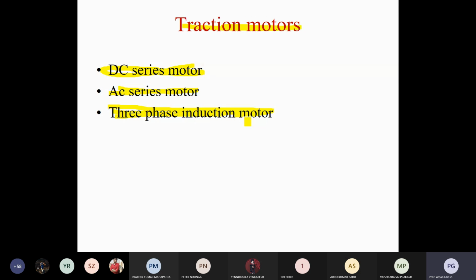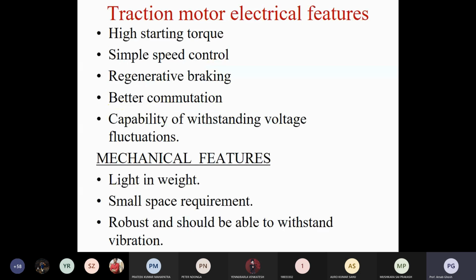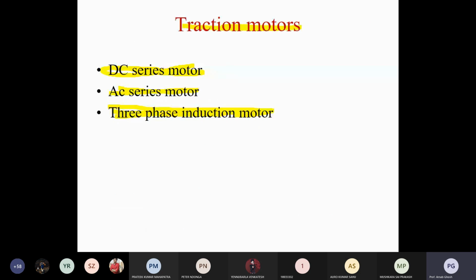So depending upon your application, the traction motor will differ, and the motor technology changes with generations of traction motors. All are important. I think today I complete my class up to this portion. Next day I will start and discuss another set of features.